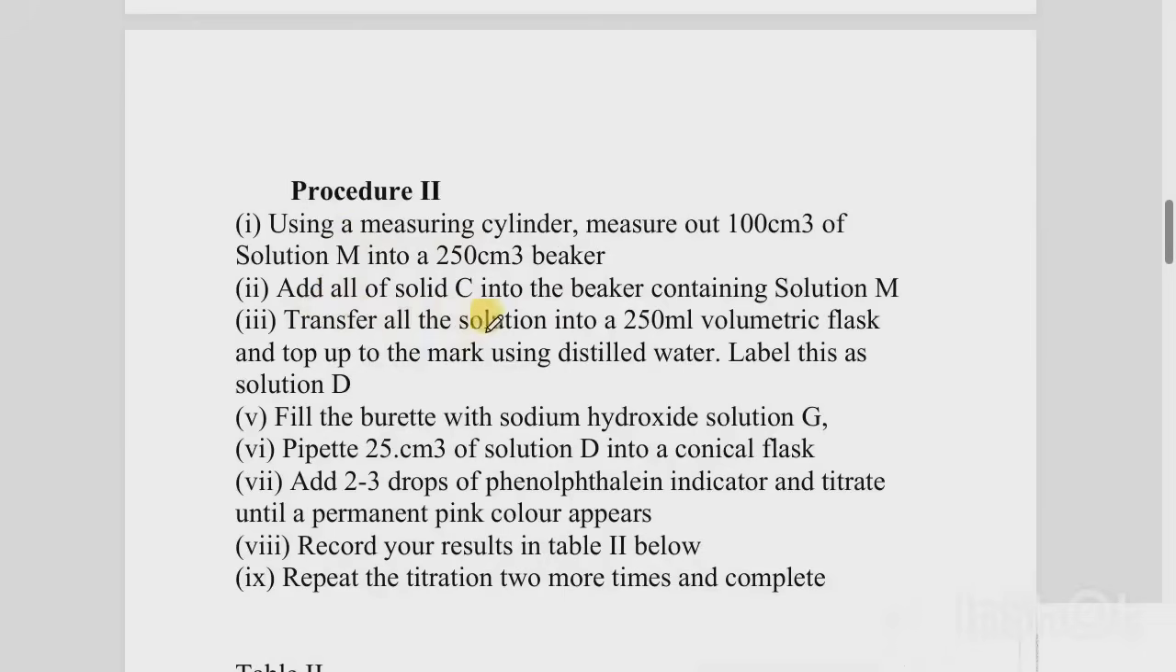Transfer all the solution into a 250 ml volumetric flask and top up to the mark using distilled water. Label this solution D. Fill the burette with sodium hydroxide solution G. Pipette 25 cm³ of solution D.